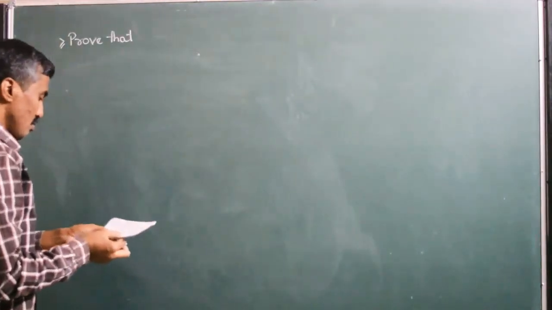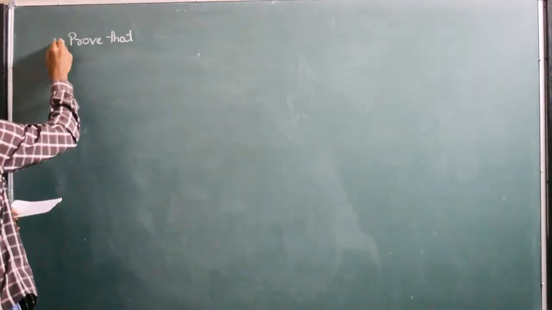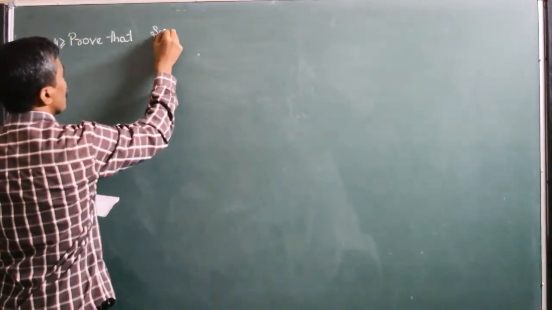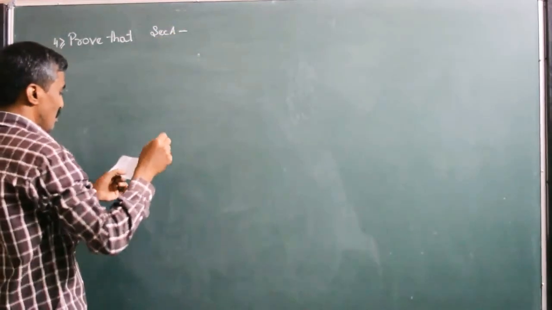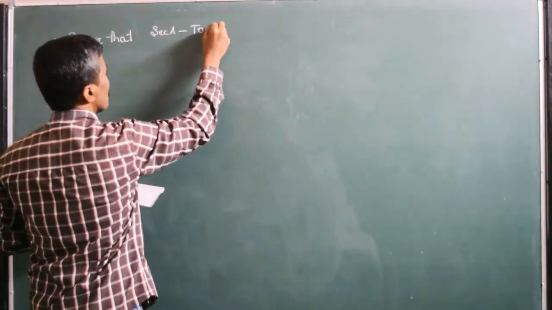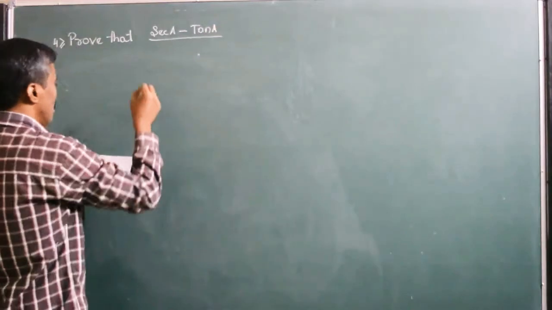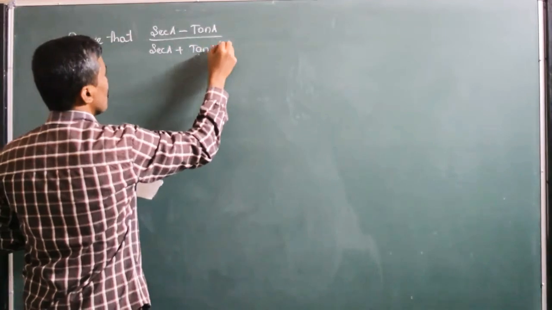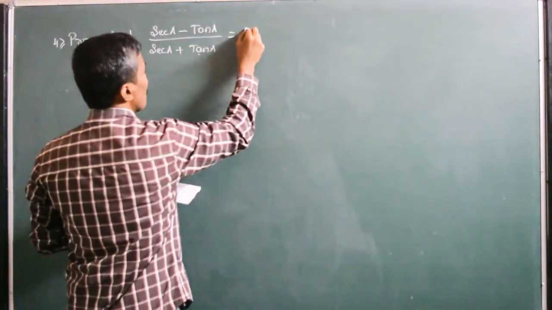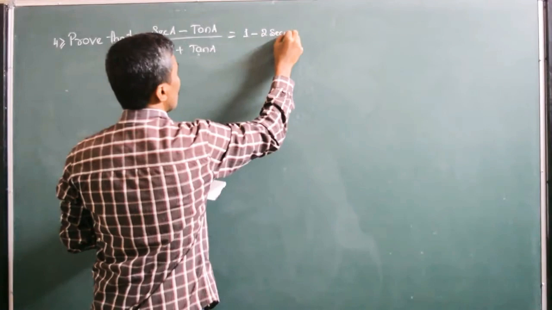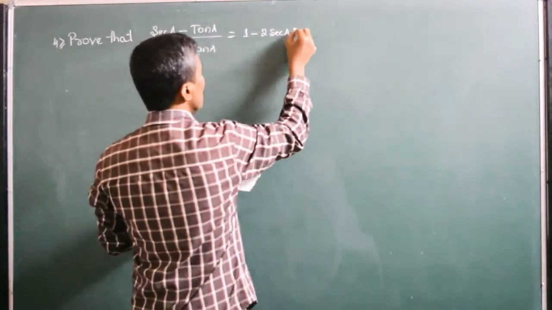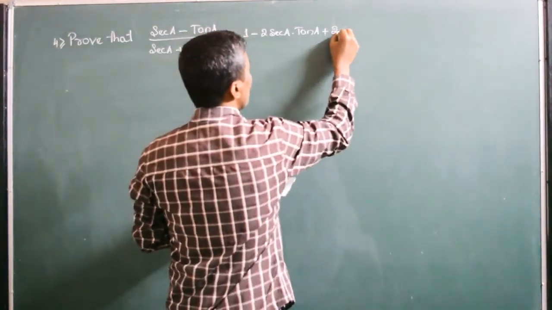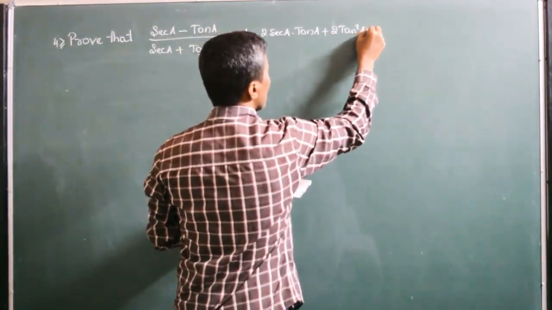Okay. Fourth problem is, prove that (secant a minus tan a) whole divided by (secant a plus tan a) is equal to 1 minus 2 secant a into tan a plus 2 tan square a.